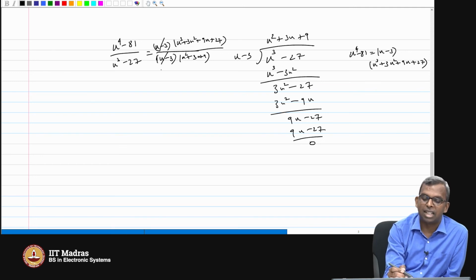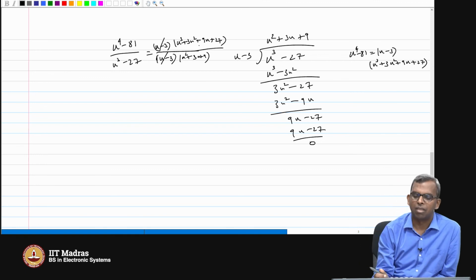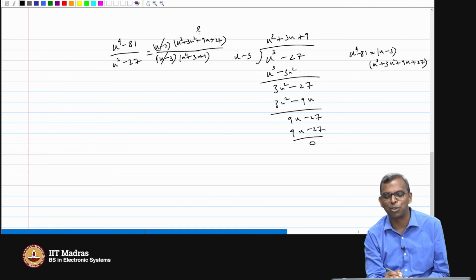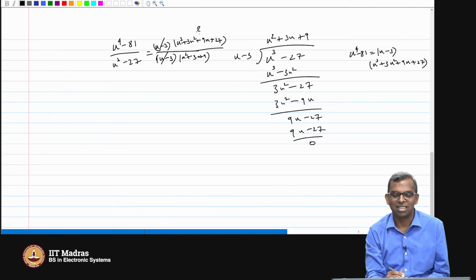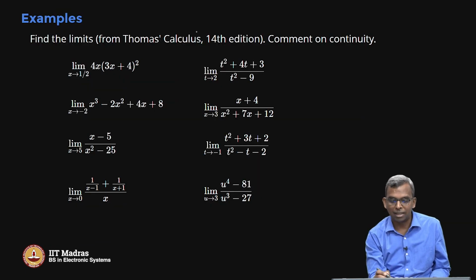Then u minus 3 will cancel. The main point is u minus 3 will cancel and then you can substitute u equals 3 here, right. So, happily you can substitute and you will get what you want. Is that right? Check this. If it's not right, you can post a question on the forum. You can correct this also. Okay, good. So, that's the end of this problem.